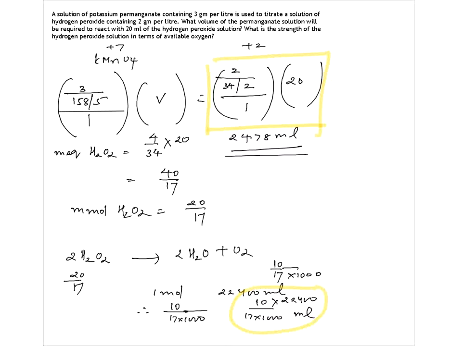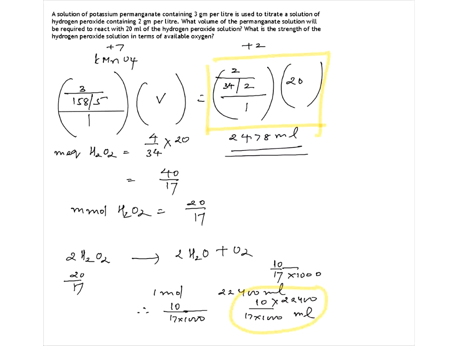Which reaction gives oxygen in hydrogen peroxide's case? 2H2O2 giving twice H2O plus O2. It's a very simple reaction. 2H2O2 giving twice H2O plus O2. It's like decomposition basically. So twice H2O2, 1 times O2. It is a 2:1 ratio basically between hydrogen peroxide and oxygen.